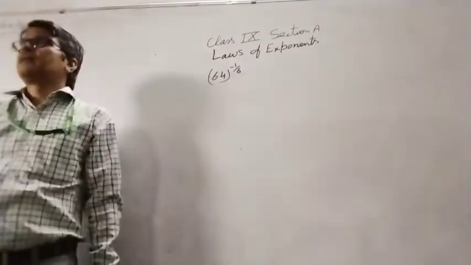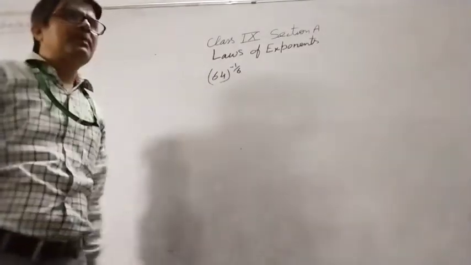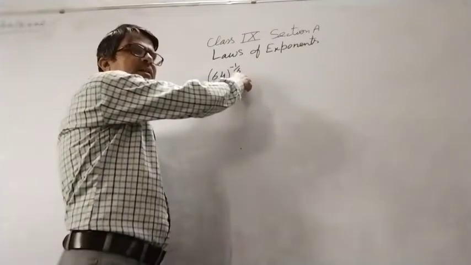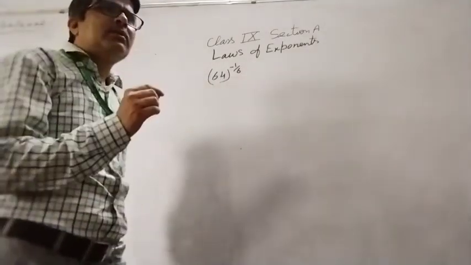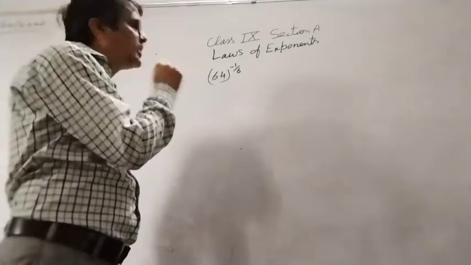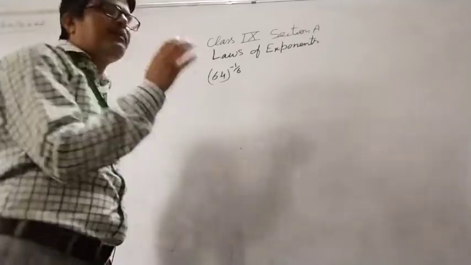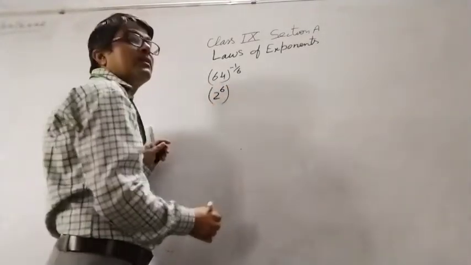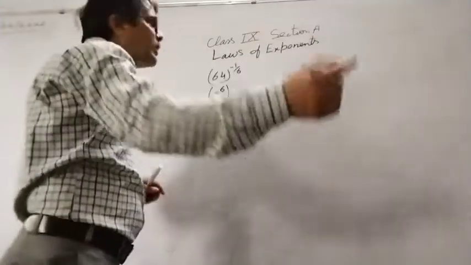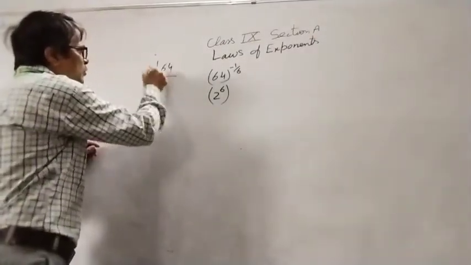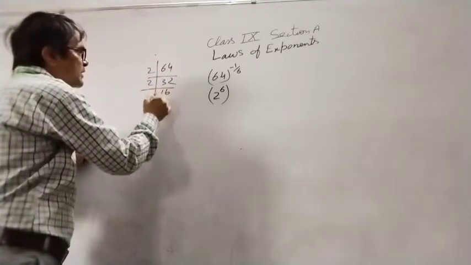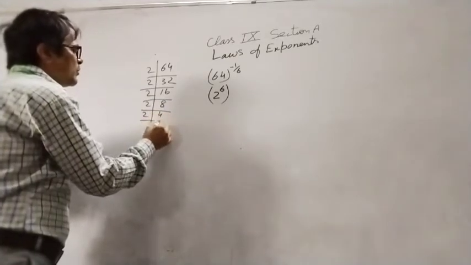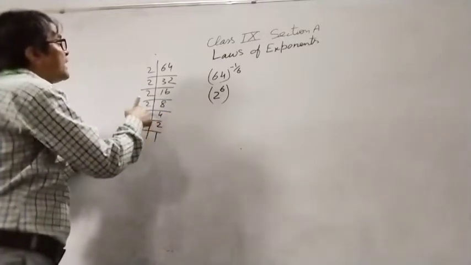Now we will discuss some questions. You have to simplify 64 power minus 1 by 6. Here it has been written 6 in the denominator, so you have to find out of which number power 6 is equal to 64. After prime factorization of 64, we get 2 power 6. How? Let us see here. 64 divided by 2 is 32, 16, 8, 4, 2, 1. How many 2s? 6.